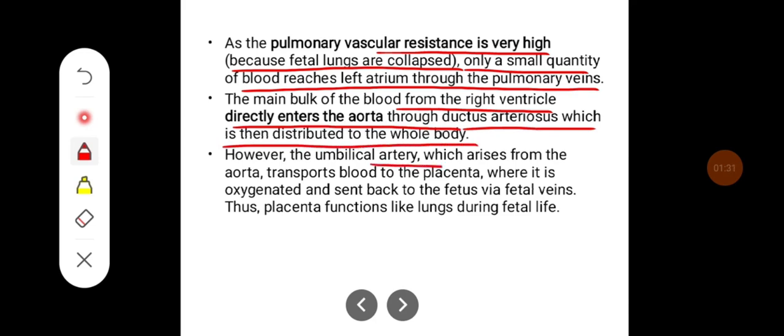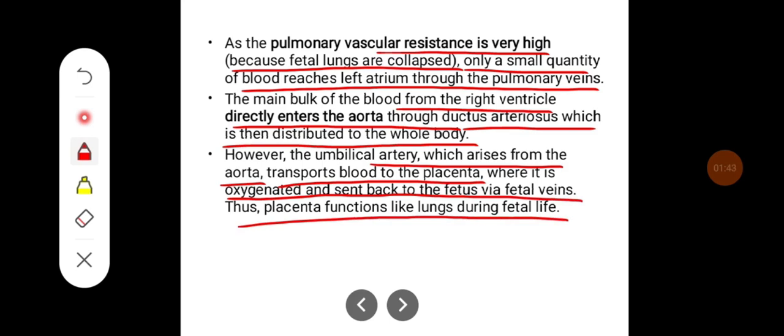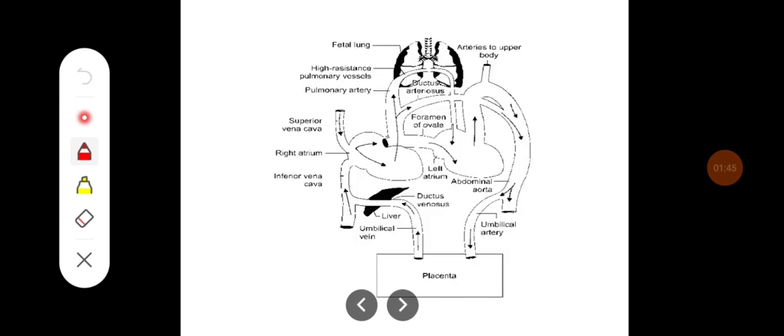However, the umbilical artery, which arises from the aorta, transports blood to the placenta, where it is oxygenated and sent back to the fetus via fetal veins. This placenta functions like lungs during fetal life.